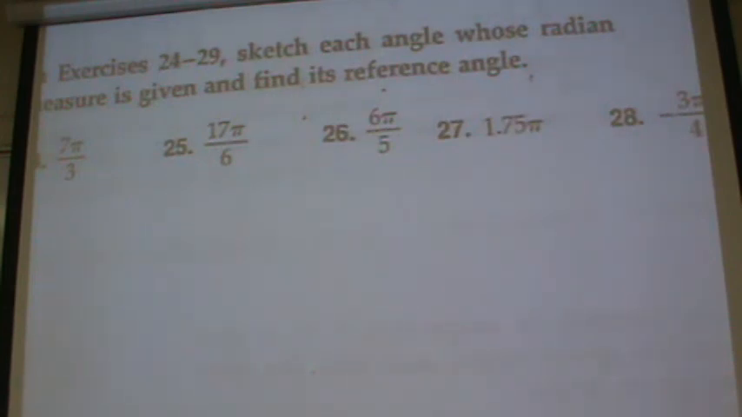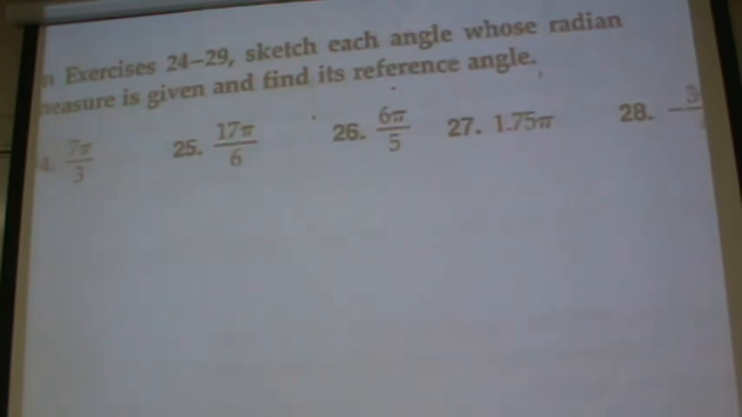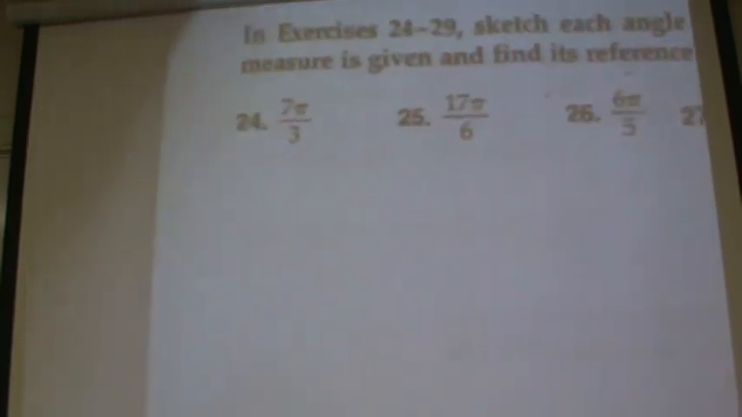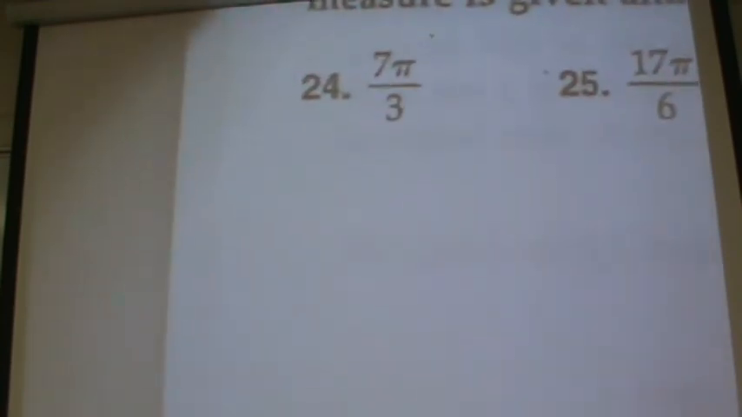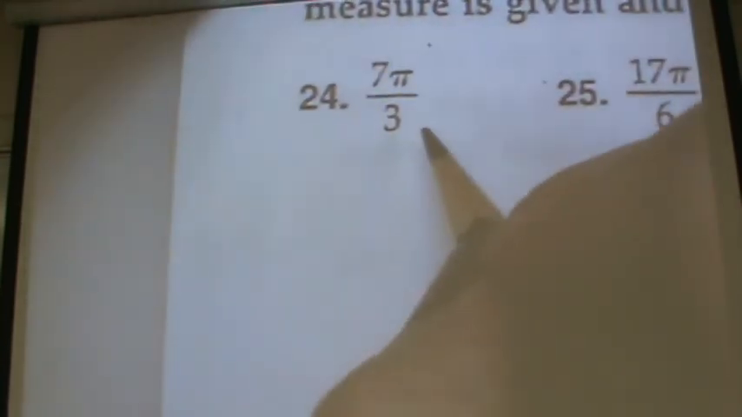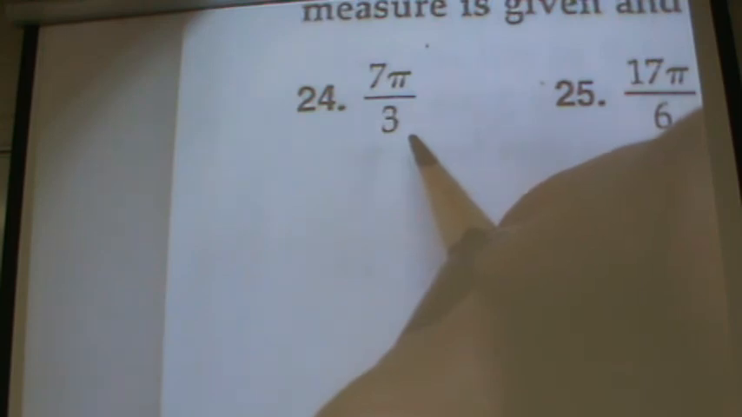The first set of problems in 6-4, this is day 2, they want to know if you can sketch the angle and then find the reference angle. So for 24, where is 7 pi over 3? I would convert it to a mixed number.